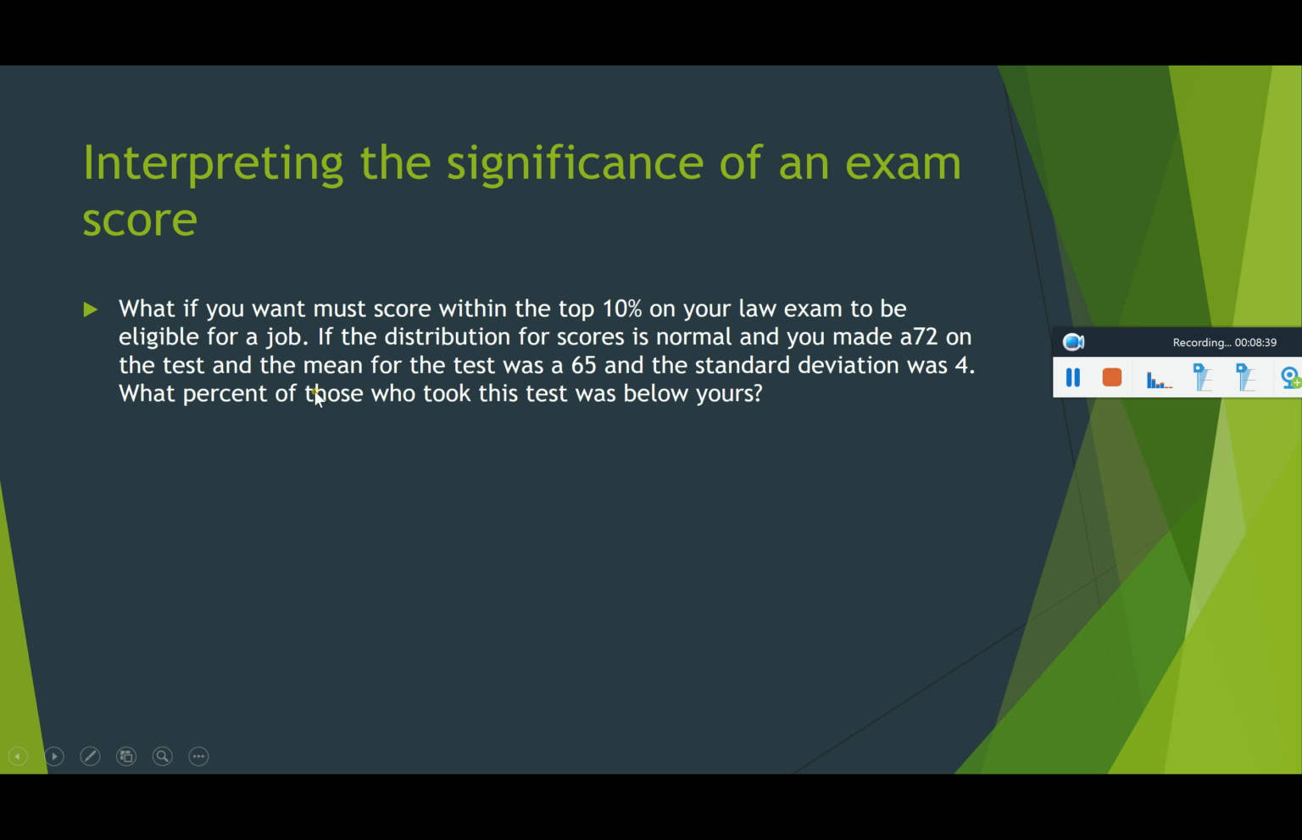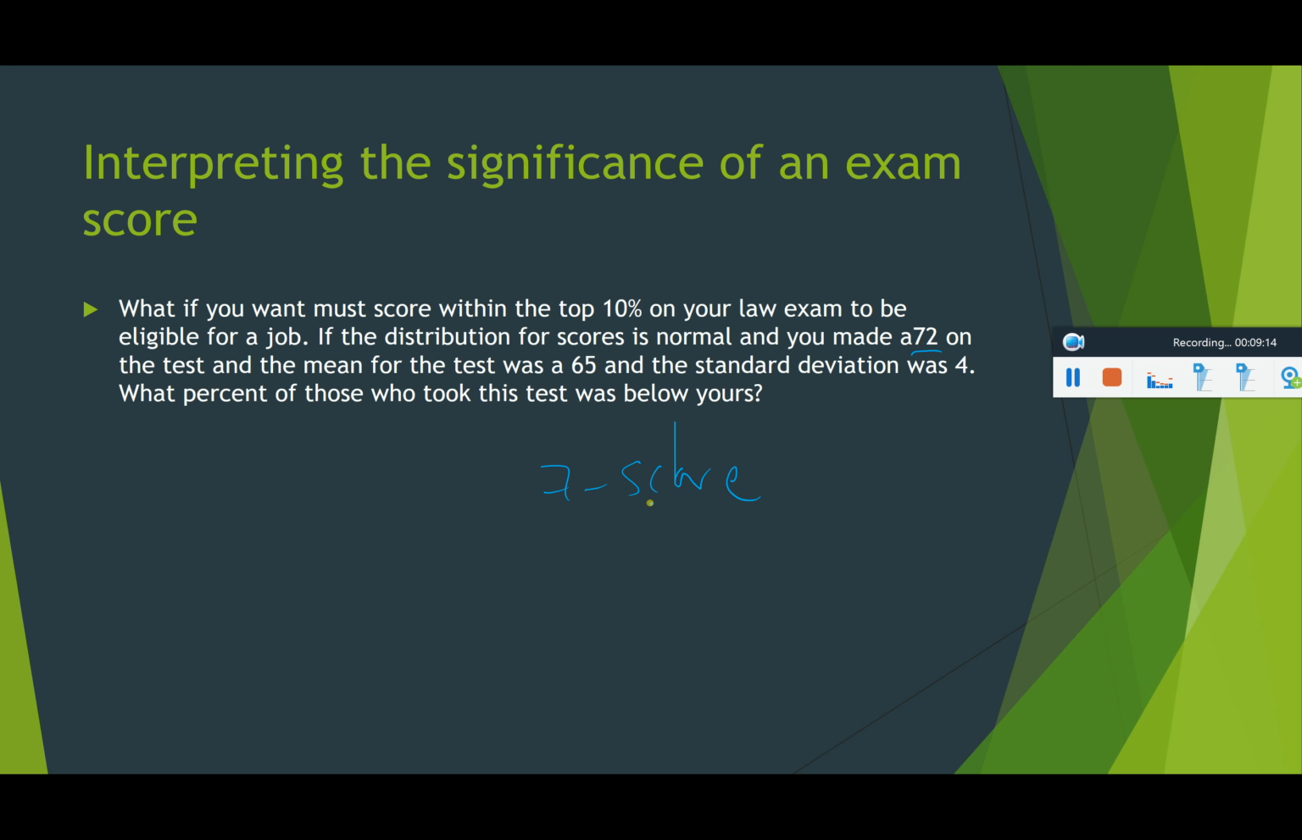All right, so interpreting the significance of an exam score. So what if you want to score within the top 10% on your law exam to be eligible for a job, and you know the distribution is normal, and you made a 72 on the test, and the mean was 65, and standard deviation was 4. What percent of those who took the test was below yours? So the first question is, you want to know if you score within the top 10%. So we need to figure out the z-score. So how far away are you from the mean?